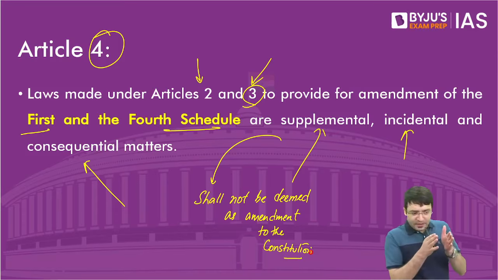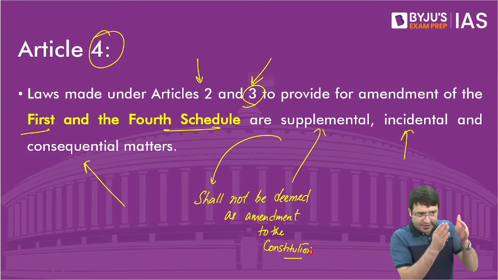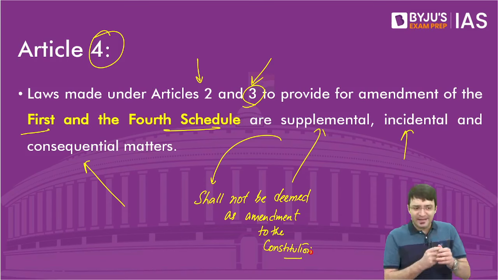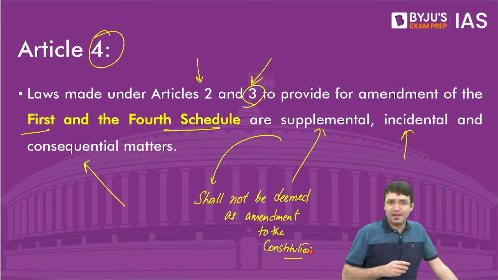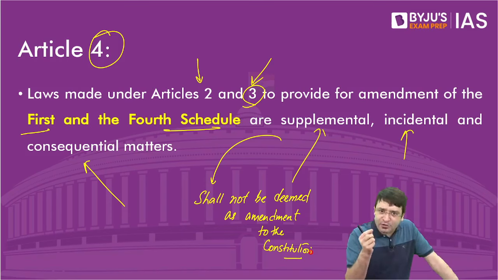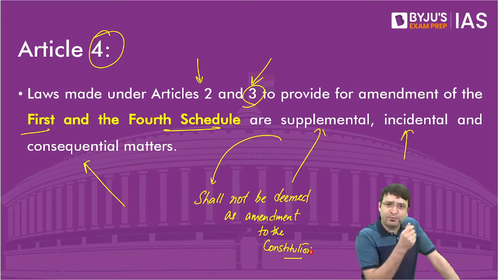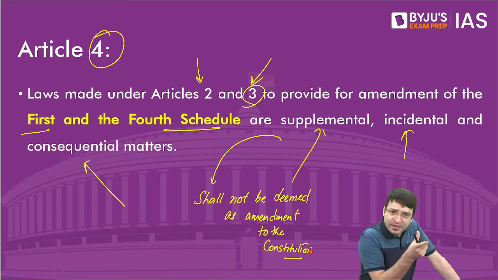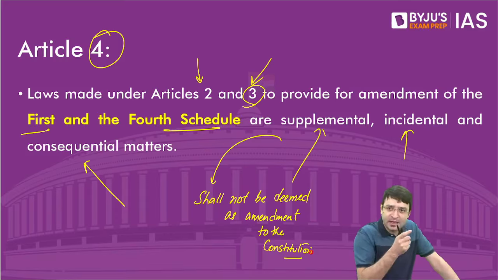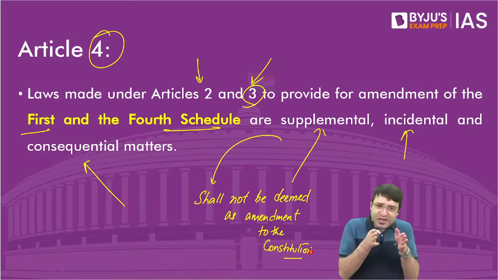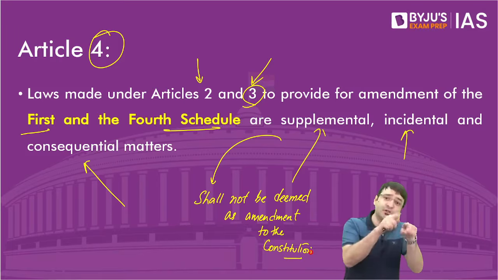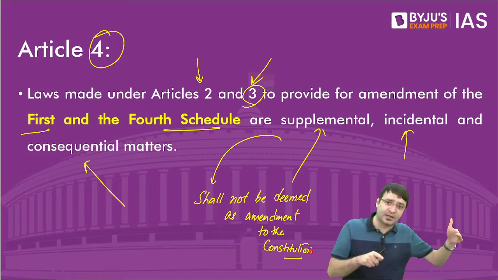Similarly, when a law is passed by the Parliament under Article 2 and Article 3, these laws will make changes to Schedule 1 and Schedule 4. Because unless and until we change Schedule 1, we can't add a new name to it. We can't add a new name to a state or a union territory. We can't add the representation of that state in Rajya Sabha in Schedule 4 of the Constitution. But these changes are incidental. These changes are consequences. Consequences of what? Because you have passed a law under Article 2 and 3.